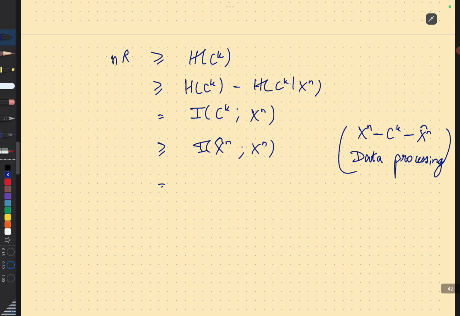Okay. Now, let us use the chain rule of mutual information. All right, I'll write this as summation i equal to 1 to n, the mutual information between X_i and X^n hat given X_1 through X_{i-1}.